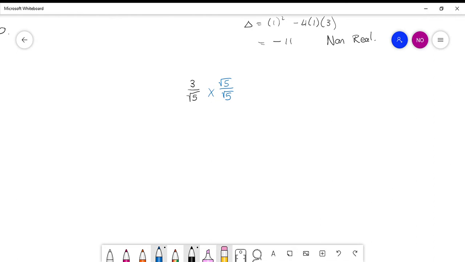How do I identify this is what I'm going to do? I can immediately see that there's only one term in the denominator. So it's easy, easy peasy lemon squeezy.